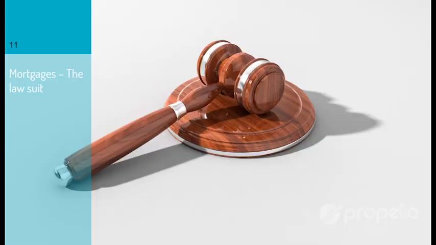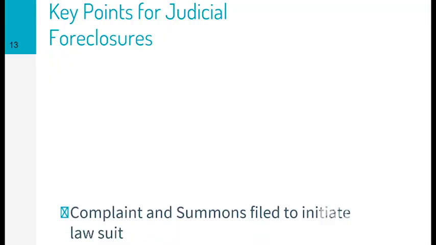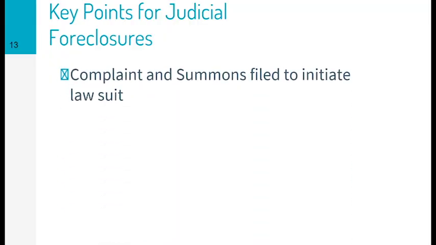And last but not least, we have the mortgage, also known as the judicial foreclosure. It's going to be a lawsuit, meaning they're going to have to get a judge involved, and they're going to have to get the judge's approval via a lawsuit to sell that property at public auction. They don't just go out and do X, Y, and Z and then sell it. They have to get that judge involved and get that judge's permission to sell this property at public auction.